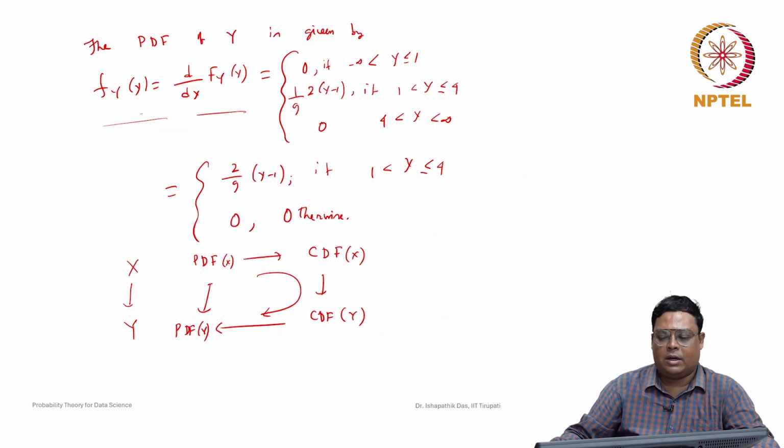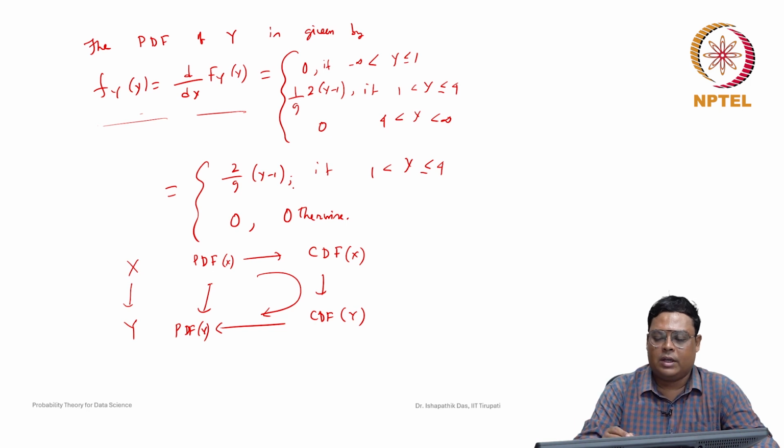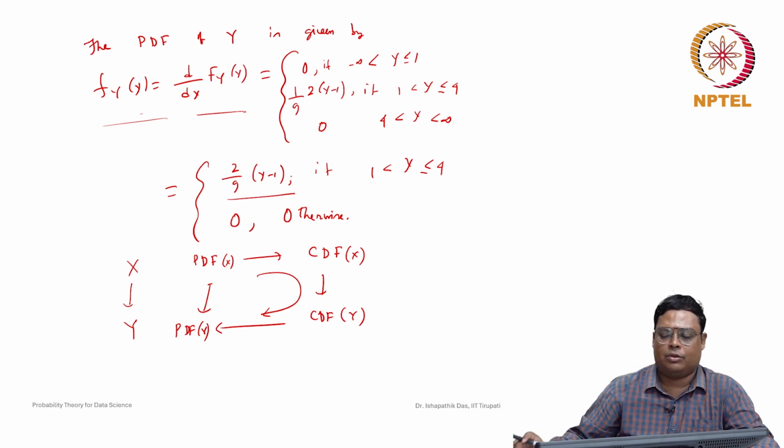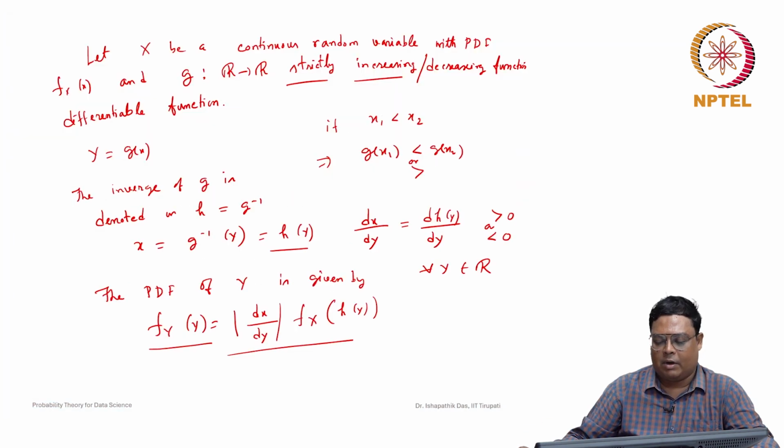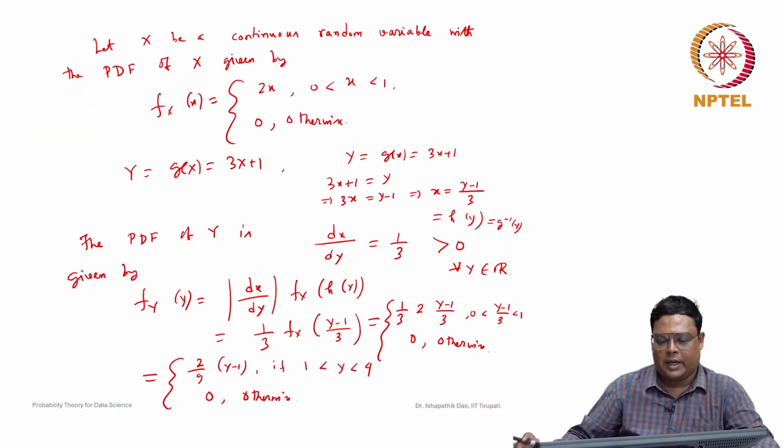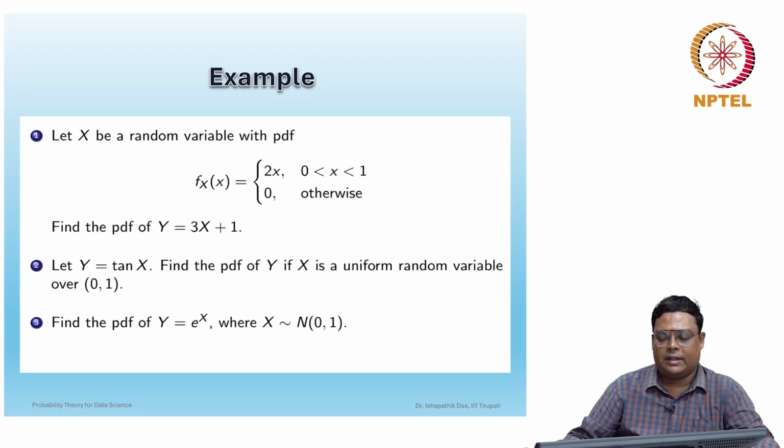We also got the same 2 by 9 (y minus 1) earlier, but that process was complicated. Here, just using this theorem, we directly found this value. So this is very simple now. We can use this method for finding the probability density function for any other transformation of a random variable, if this condition is satisfied. So let us discuss another example.